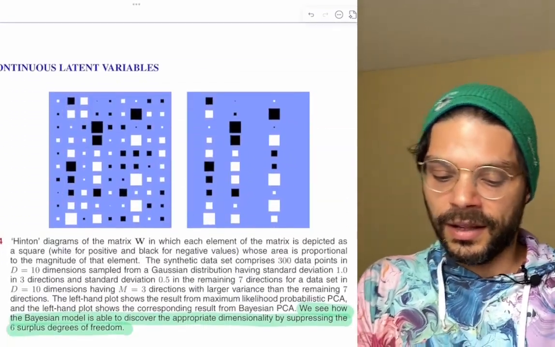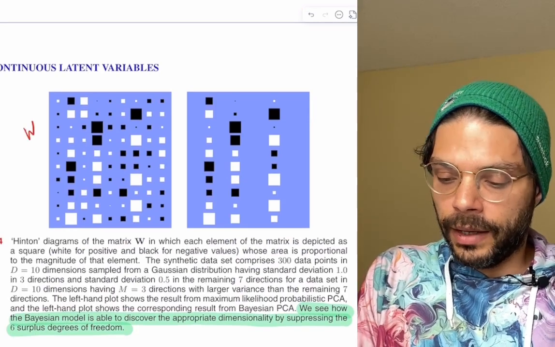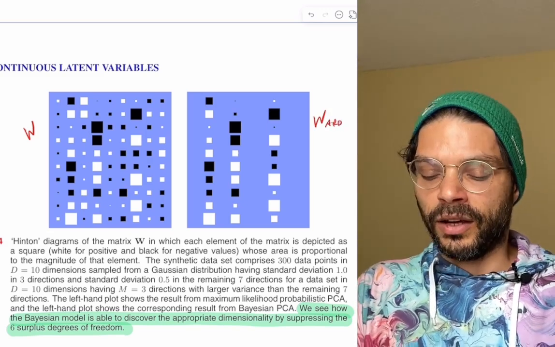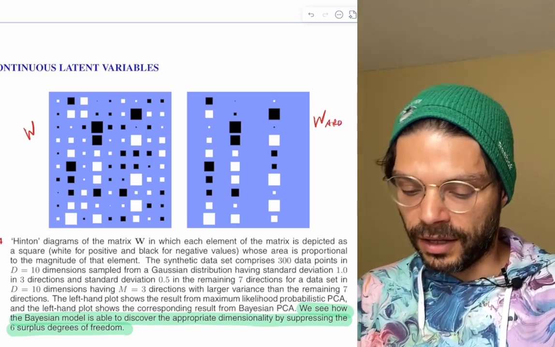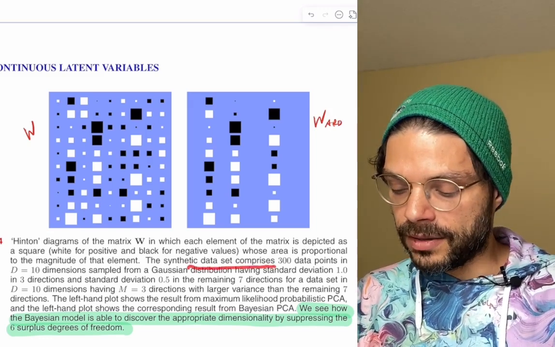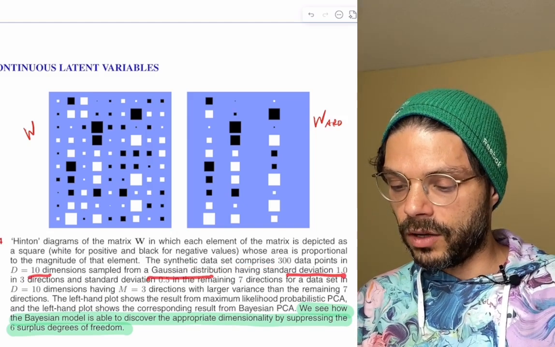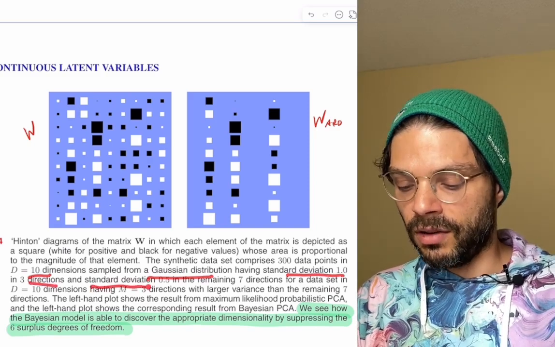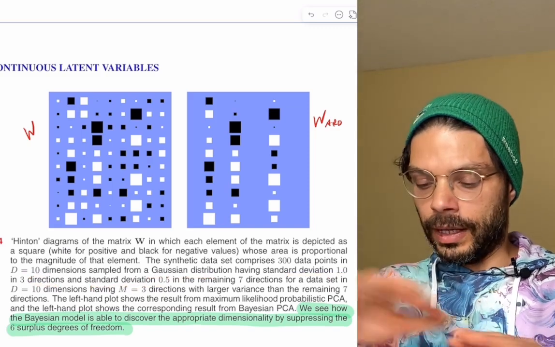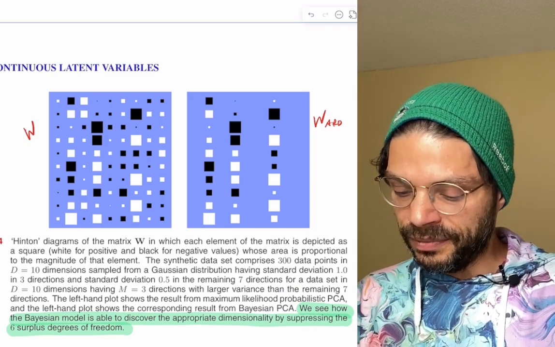So the idea is, this is W, and this is W with ARD. So in both cases, the synthetic data set comprises 300 data points in d equals 10 dimensions, sampled from a Gaussian distribution having standard deviation 1 in 3 directions and standard deviation 0.5 in the remaining 7 directions. So there are some 3-dimensional directions of higher variance relative to the background.